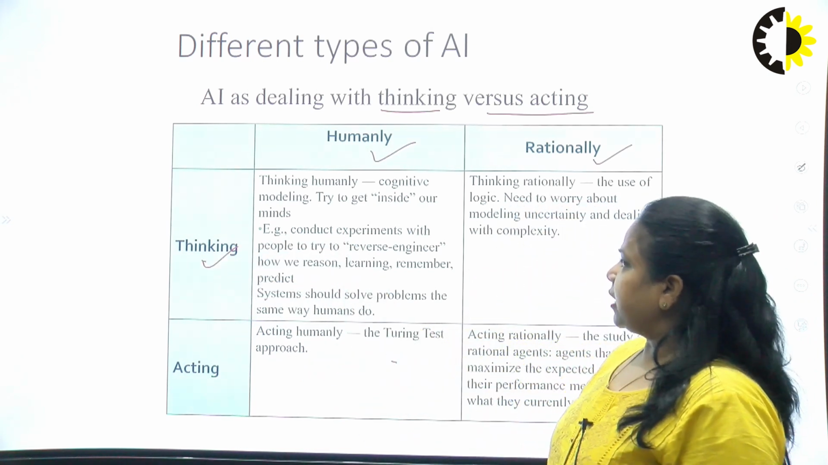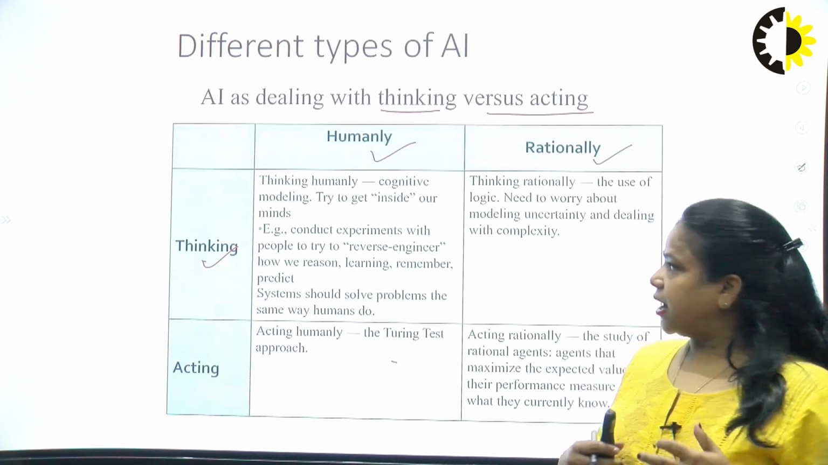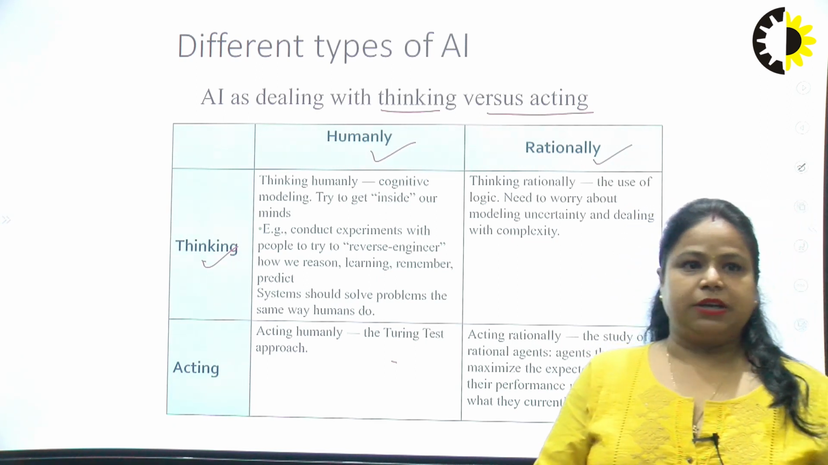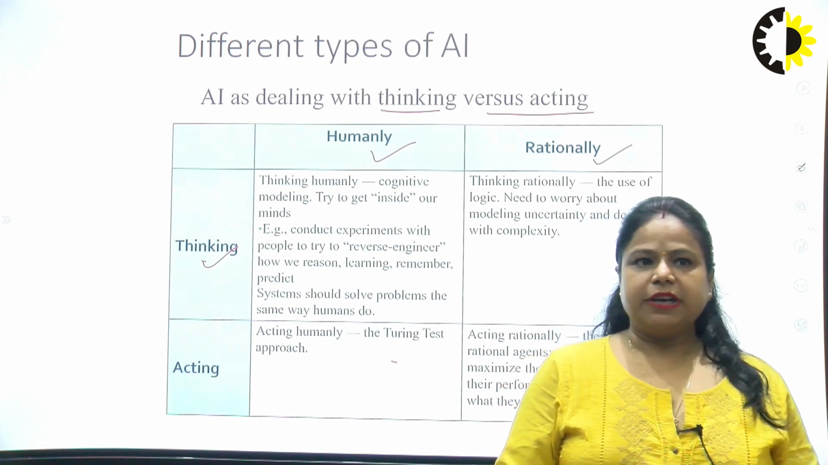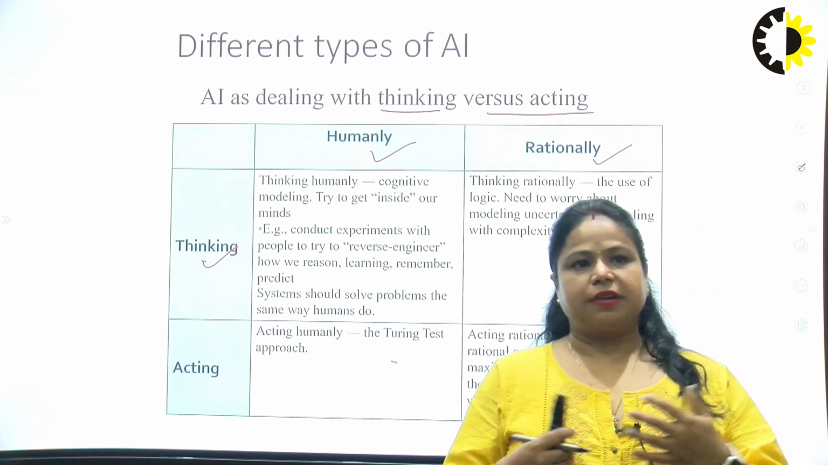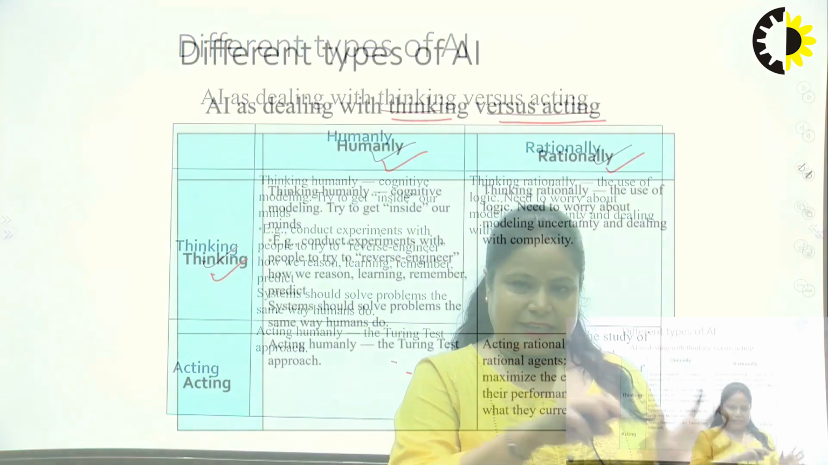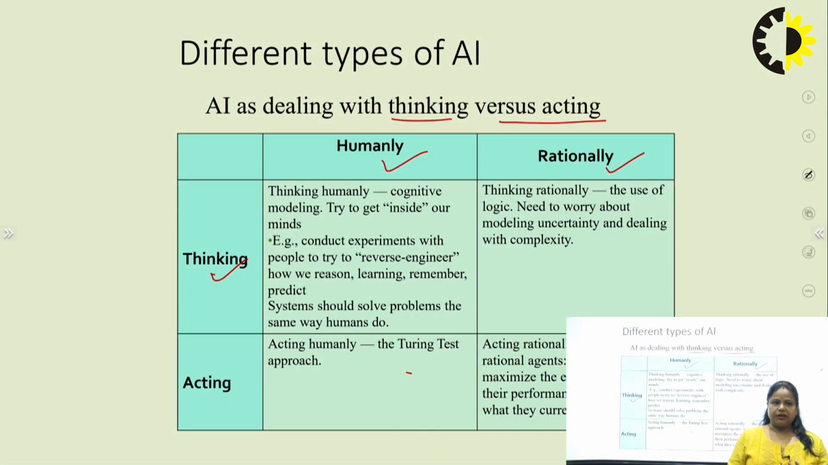Thinking humanly, cognitive model, try to get inside our minds. So in that case, whatever problems come to us, we have to put them into the mind and try to solve that situation. We have indulged into that problem a lot and we are trying to find solutions. In those solutions, we have to conduct experiments with the people, try to reverse engineer how we can reason, learn, remember, and we have to predict the systems so that we can solve the problems in the same way the humans can do, right?